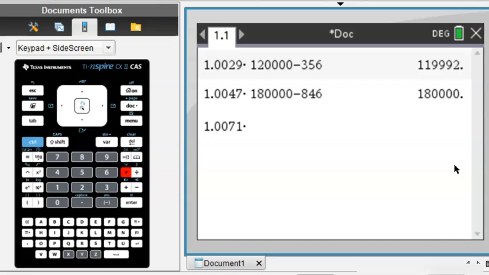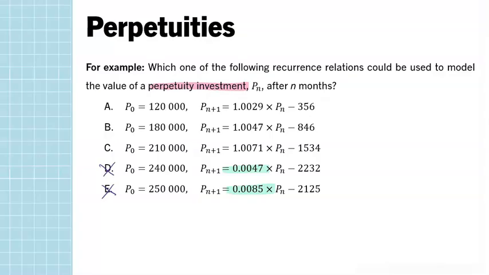1.0017 times my V0 amount this time, 210,000, and subtract the payment 1534. And there I get a changing value. So B is the only one there that will give me that constant balance, and that's what I need for a perpetuity. And so that gives me B as our answer there. Sometimes in these questions there is no quicker way. So guess and check each one, but know how you can use your calculator to help you identify which one is following the properties that you need.